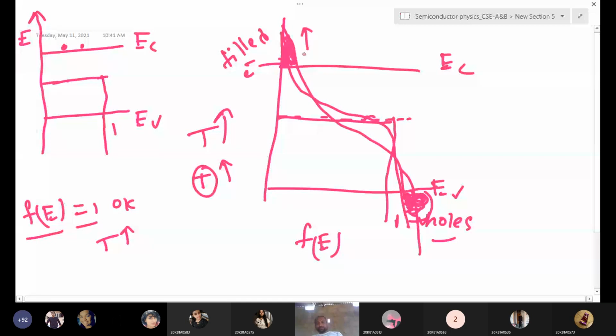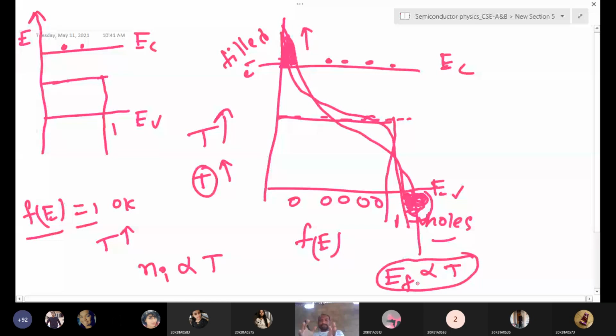So if you increase the temperature, the Fermi level shifts towards the conduction band. Very simple. We have a semiconductor at 0 Kelvin: all bound electrons are filled in the valence band. There are no free electrons at 0 Kelvin, and the Fermi level we draw in the middle of the band gap.